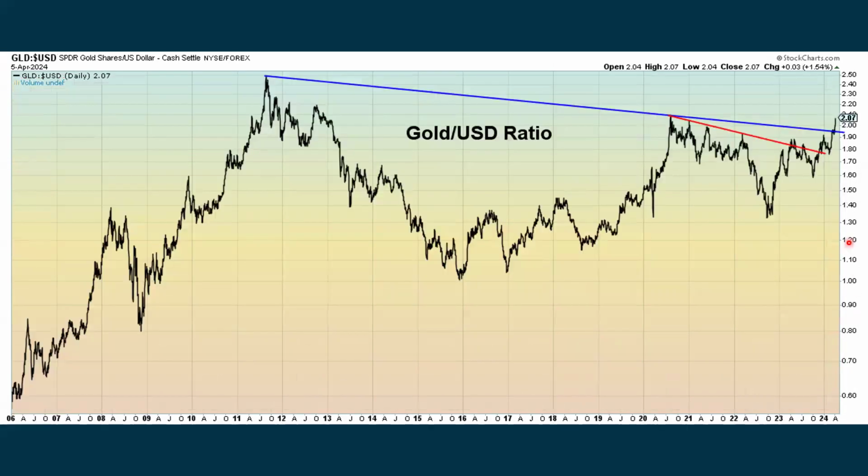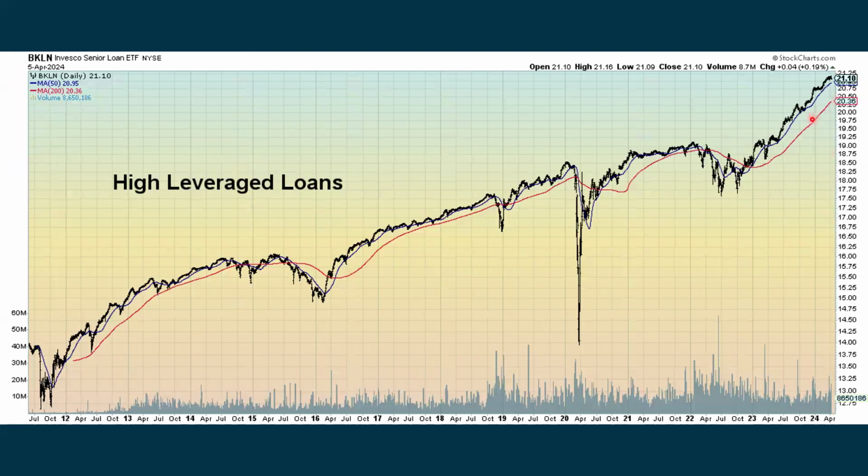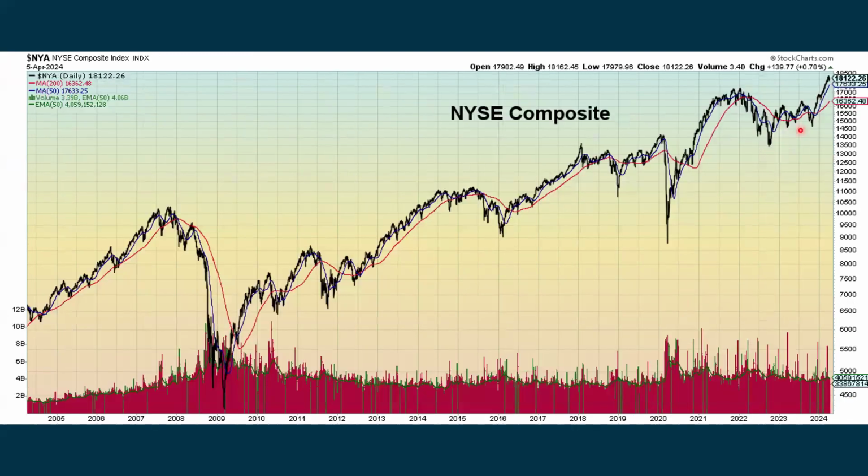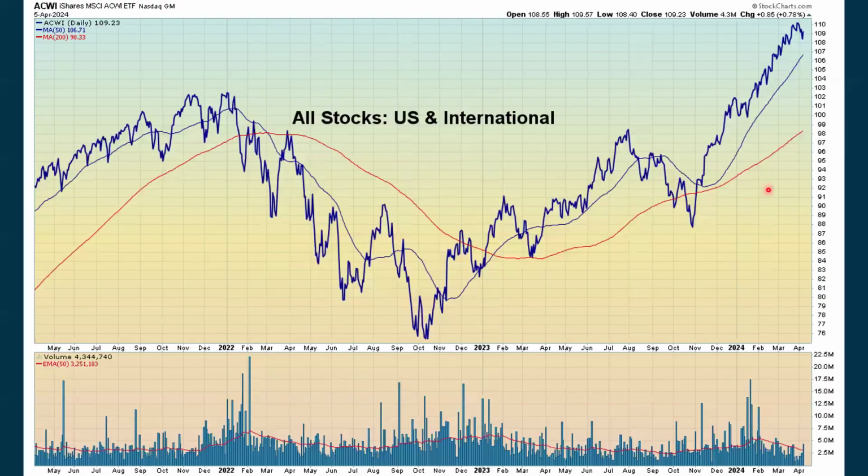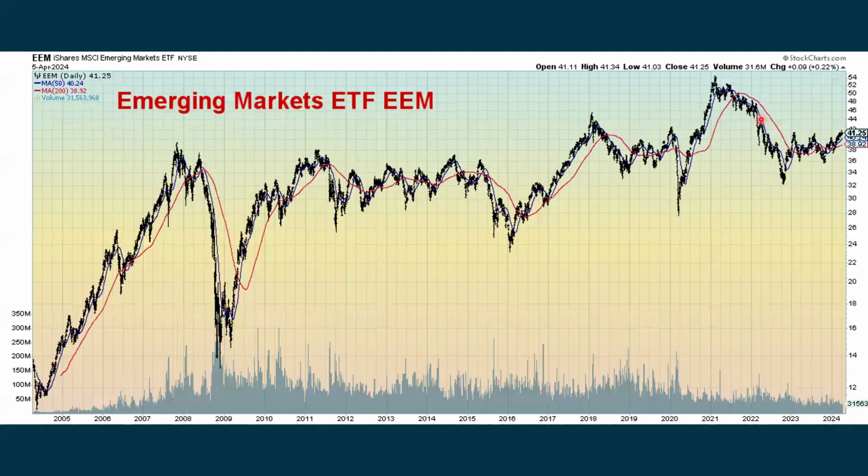We also compare gold to the dollar, where it's starting to break out above this longer-term trend line now. The dollar's been going up, but gold's been going up even more, and that's why we're seeing this ratio going up. High leverage loans, these are very risky. They continue to be at or near all-time highs, suggesting that the economic projections looking forward are positive. The NYSE composite, another broad market measure, is in an uptrend. All stocks, looking at the US as well as international stocks, pulling back recently, but still in an uptrend.